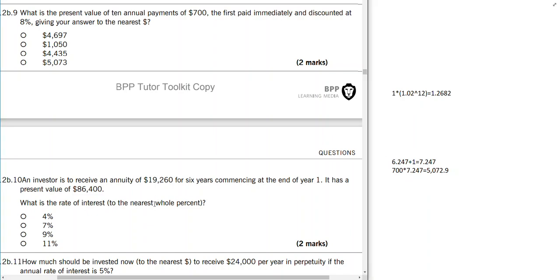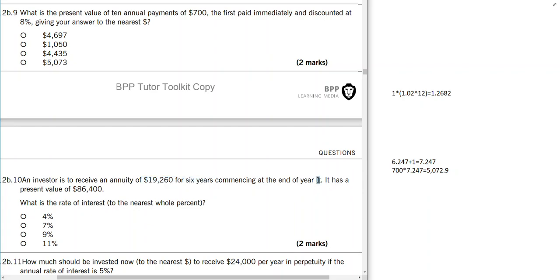What is the rate of interest to nearest whole percentage? An investor is to receive an annuity of 19,260 for 6 years commencing at the end of year 1. At the end of year 1 or year 1 means the same thing. When they tell you year 1, it means normally end of year 1. When they say year 2, it normally means end of year 2. So don't be confused by it, because we normally assume that cash flows occur at the end of every year. So an investor is to receive 19,260 for 6 years, so annuity.